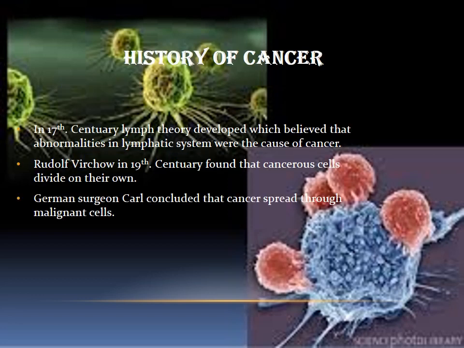Then comes the history of cancer. In the 17th century, the lymph theory developed, which believed that abnormalities in the lymphatic system were the cause of cancer. Then comes Rudolf Virchow in the 19th century. He found that cancer cells divide on their own. Then the German surgeon Karl concluded that cancer spreads through malignant cells.